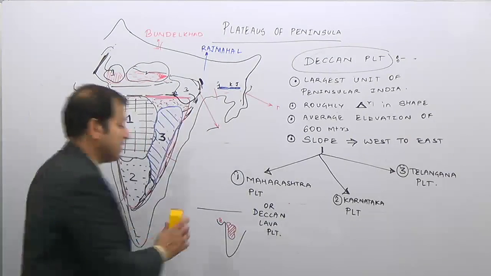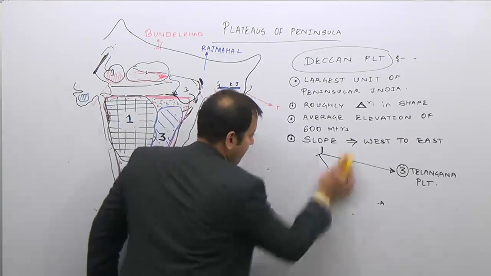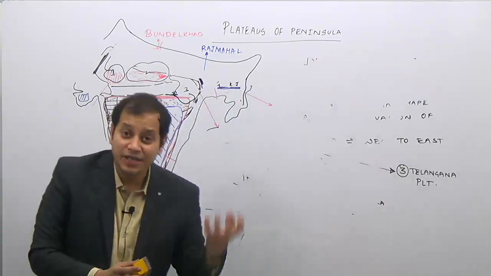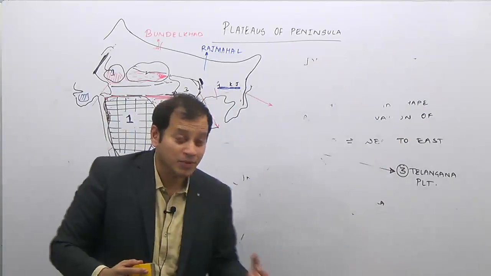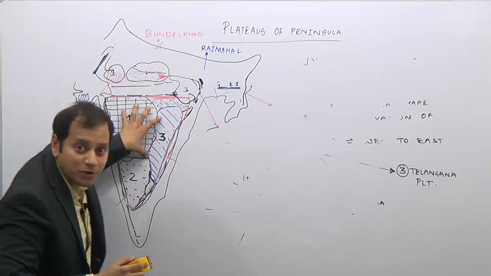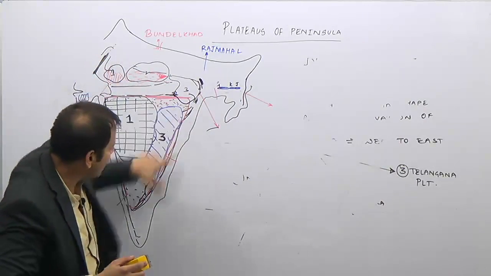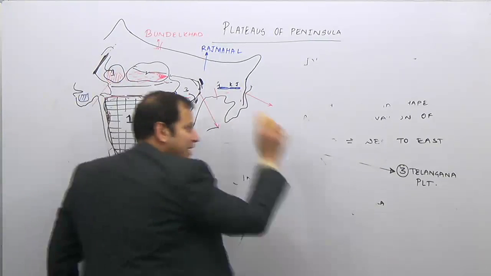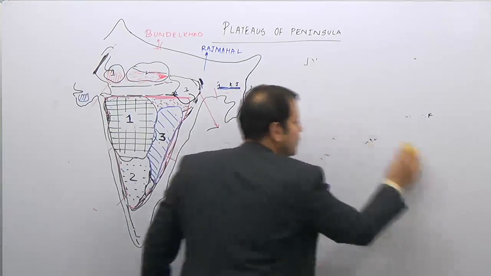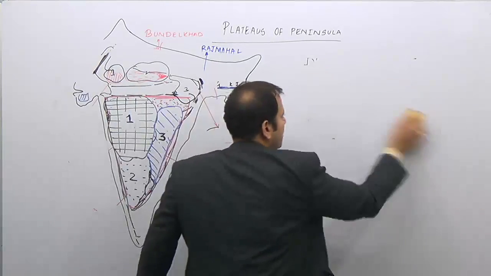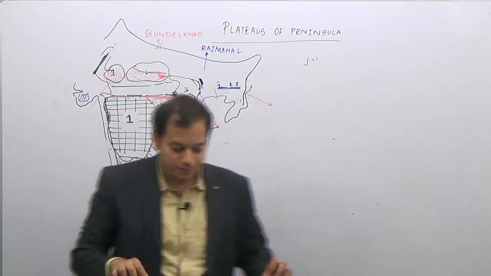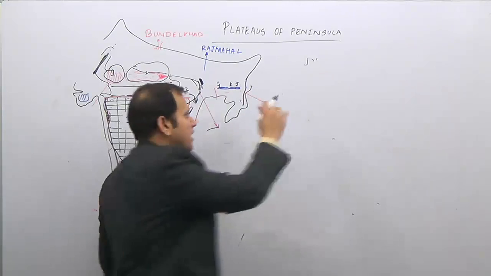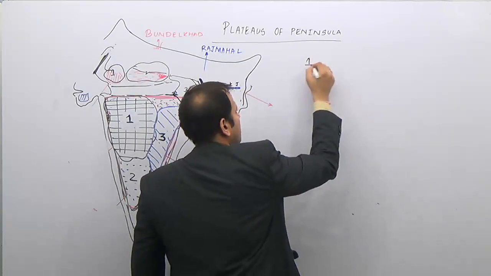Let us study this in detail. So are you understanding? We are studying the subparts of the Deccan Plateau. Deccan Plateau is this triangular plateau. Peninsular Plateau is this entire plateau, while its biggest part is the Deccan Plateau. And the Deccan Plateau is further divided into Maharashtra Plateau, Karnataka Plateau and the Telangana Plateau. So the Maharashtra Plateau or the Deccan Lava Plateau.